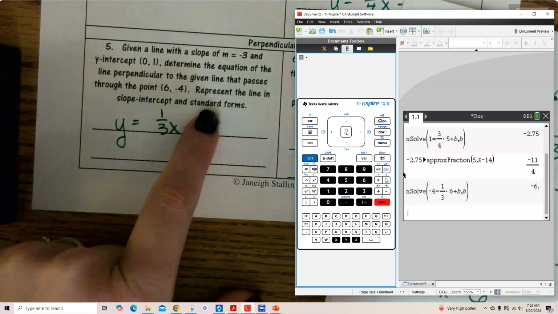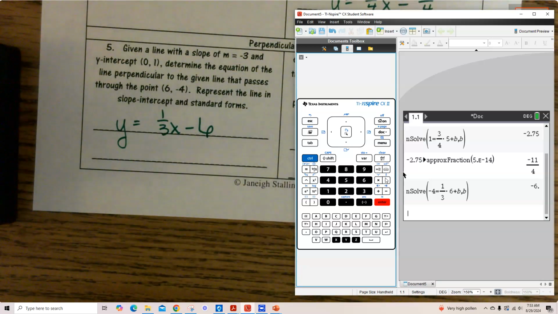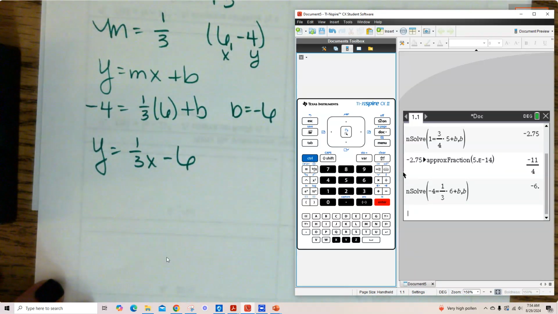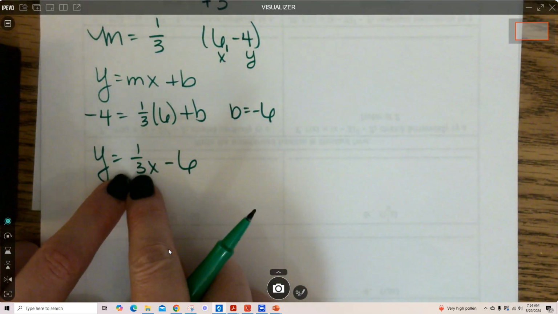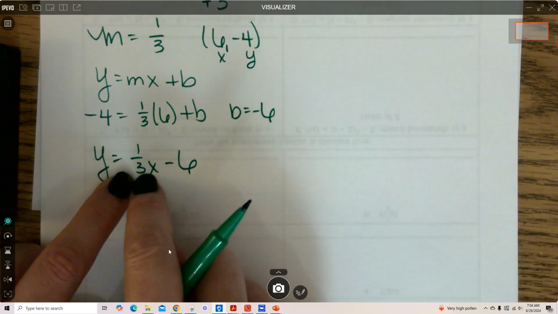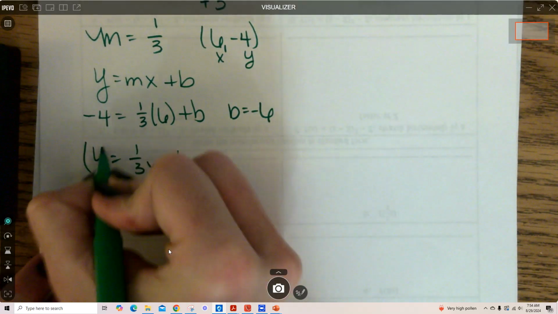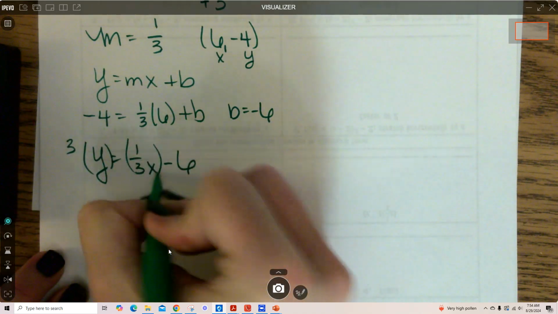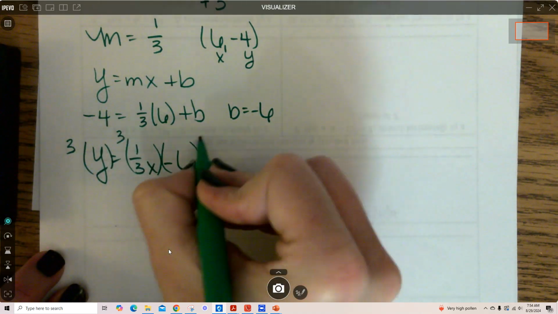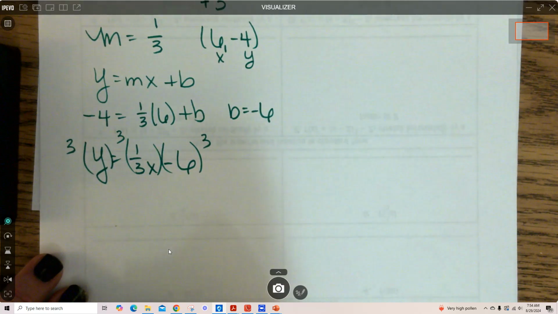Okay, now we need to write that in standard form. Just like the last one, we've got to get rid of this fraction. To get rid of this fraction, we multiply everything by 3. So this gets multiplied by 3, this gets multiplied by 3, this gets multiplied by 3.